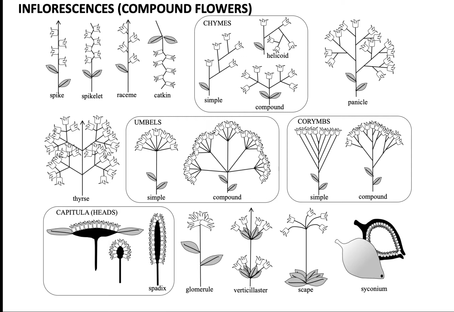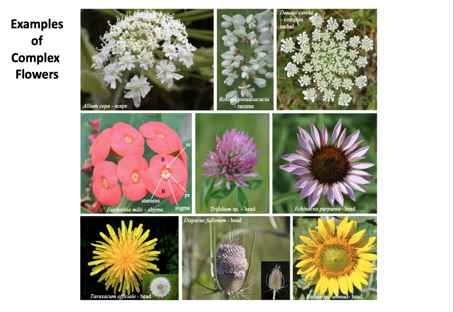Then there are a few other types shown on the bottom, including the syconium, which is characteristic of figs, where the flowers are in the inside of a little ball with a hole in one end, and the wasp actually crawls into there to gather pollen and lay its eggs, and in the process fertilizes the internal flowers. Here are a few examples.